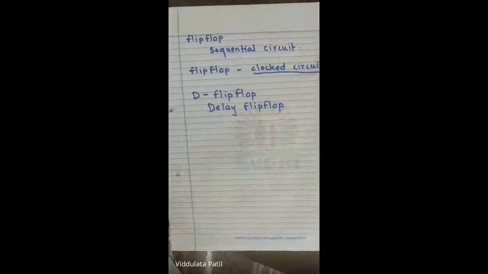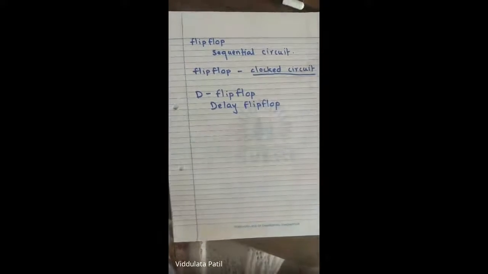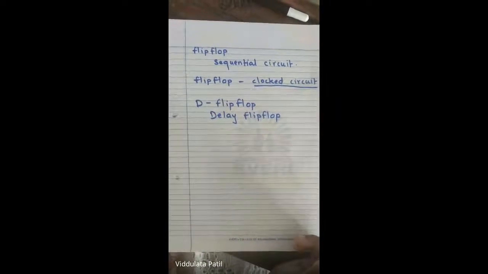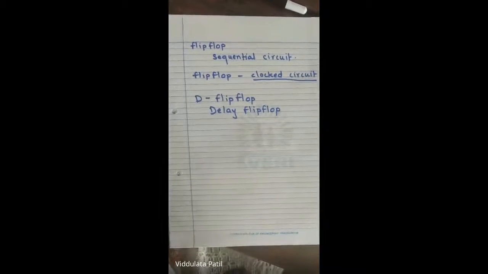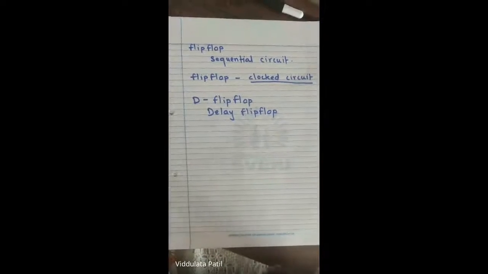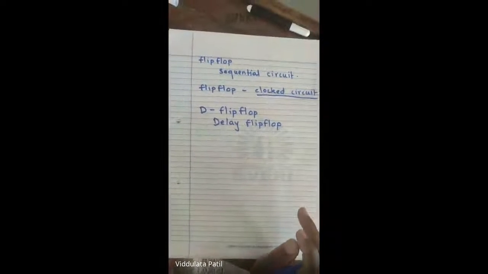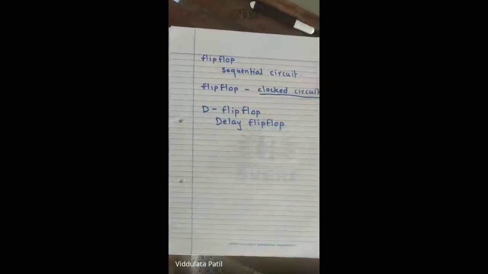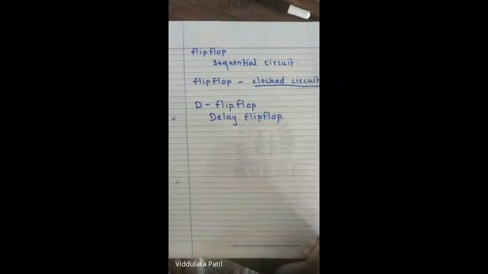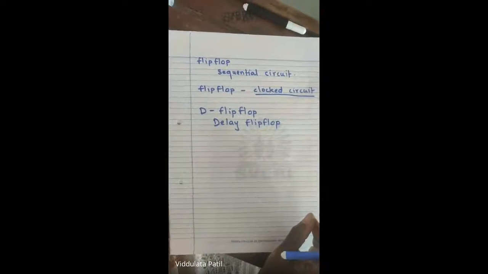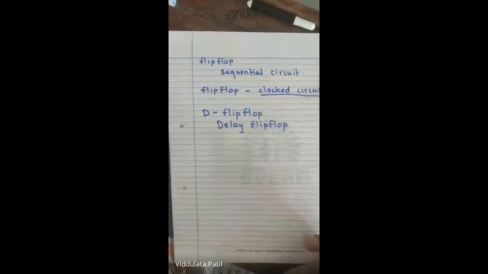Now, what is the use of this flip-flop? Where is it used? Actually, the D flip-flop is a widely used flip-flop. This is the most used flip-flop in digital circuits, and this is also known as a delay flip-flop, as Prajakta said, as well as a data flip-flop.